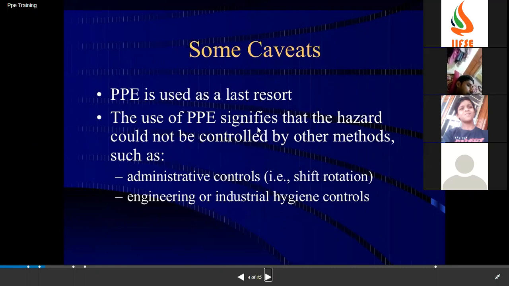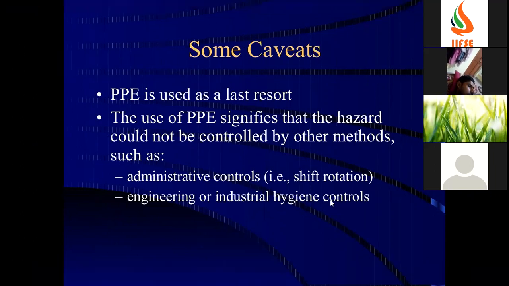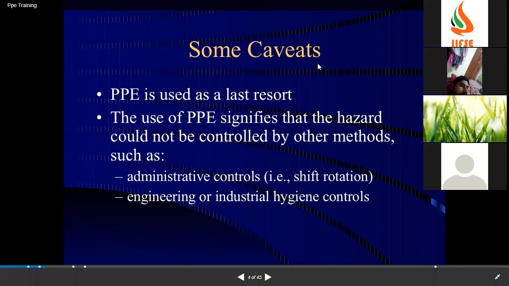The use of PPE signifies that the hazard could not be controlled by other means such as administrative controls, engineering controls, or industrial hygiene controls. For example, if we are wearing a hard hat, I'd like to ask you one question. Can anyone tell me what is the minimum or standardized weight of a safety helmet?